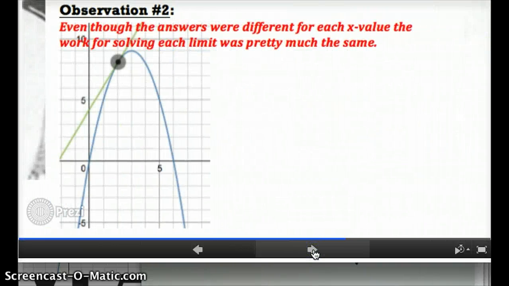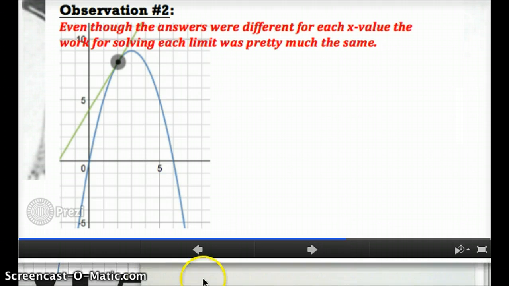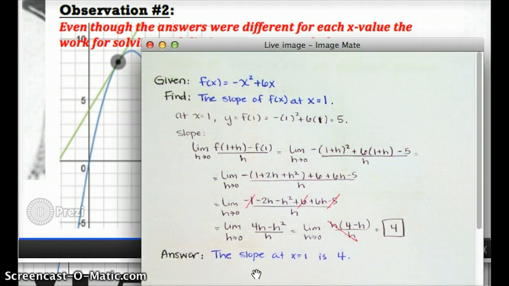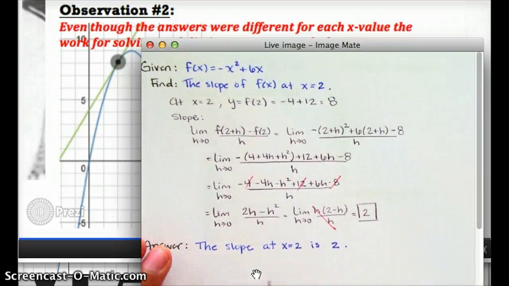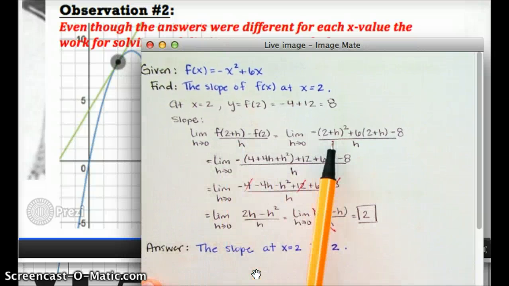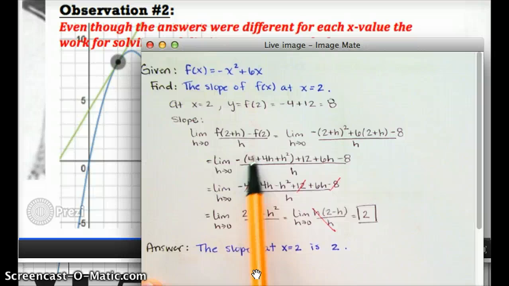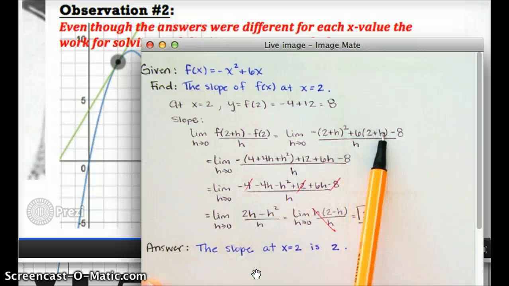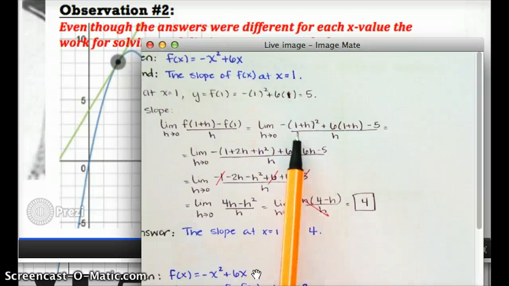The second observation was that even though we got different answers for the slopes at different points, the actual work of solving the limit seemed pretty much the same. To jog your memory, this is what the work looked like. Each time we did this, the only difference was really that we plugged in a different x value. In all of these problems, the first one, the second one, the third one, we had a binomial that we plugged in for x, which meant foiling it out, distributing the negative, and distributing a 6. And even though those x values were different, the actual process was the same.